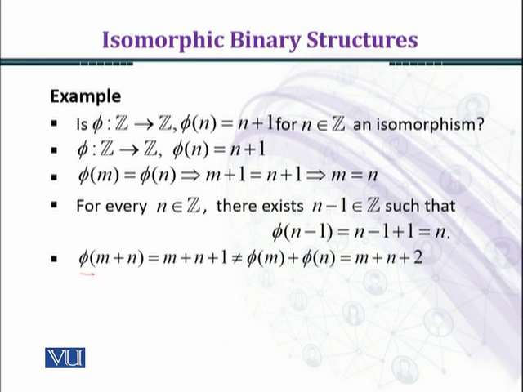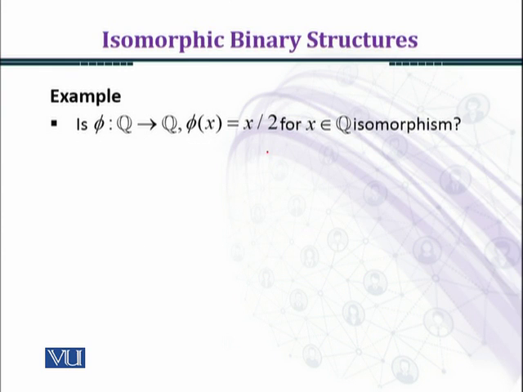Now we show the property of homomorphism. Phi of m plus n would give us m plus n plus 1. On the other hand, if we find phi m plus phi n, we shall obtain m plus n plus 2. It means that the homomorphism condition is not satisfied under this definition of phi. Therefore, phi from Z to Z given by phi n equal to n plus 1 is not an isomorphism.